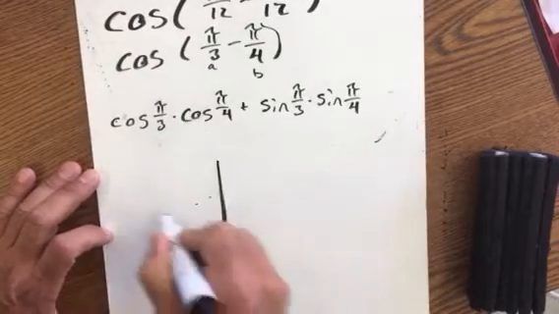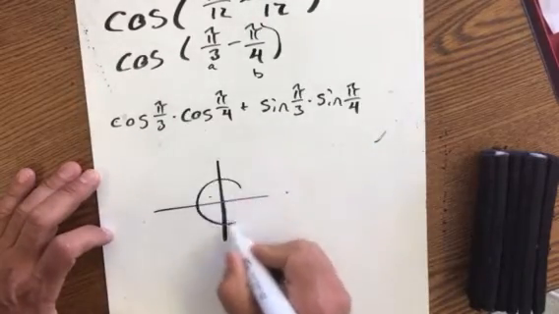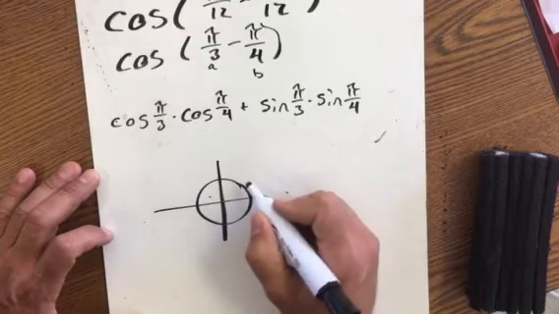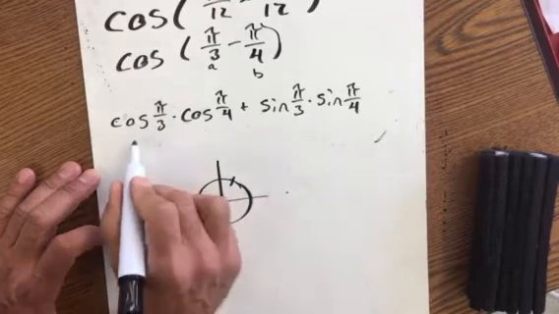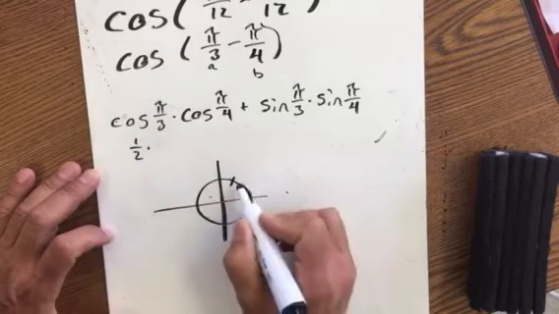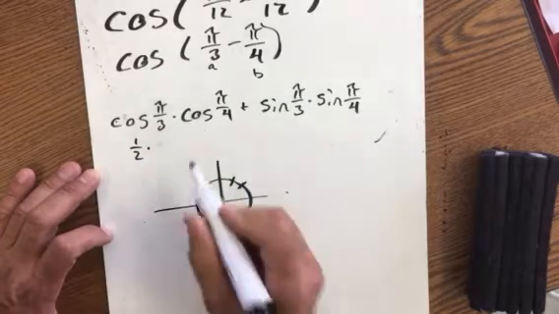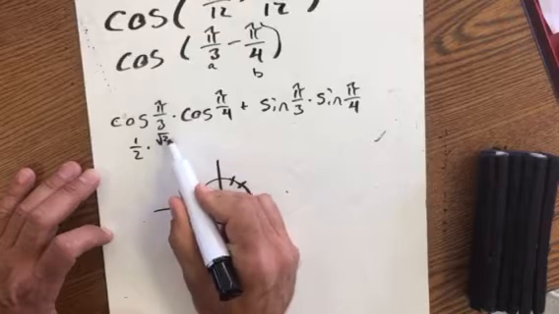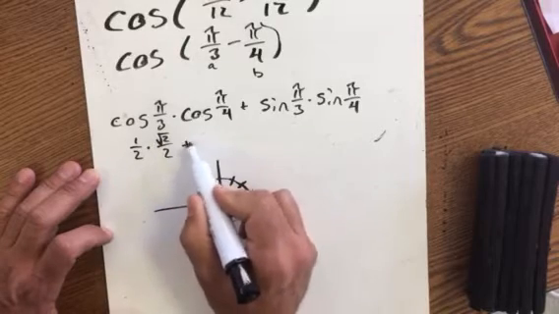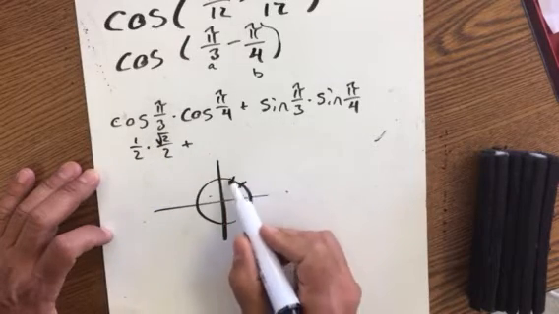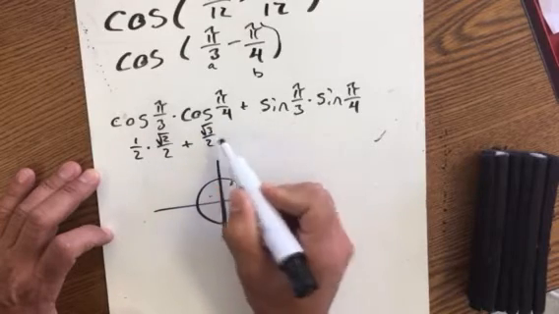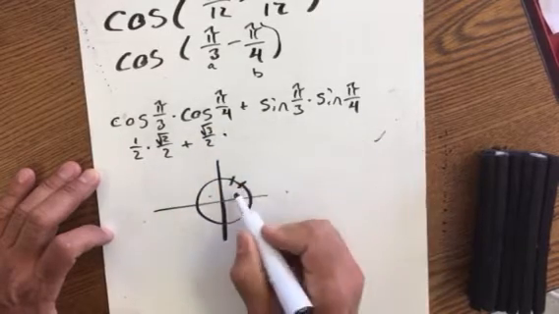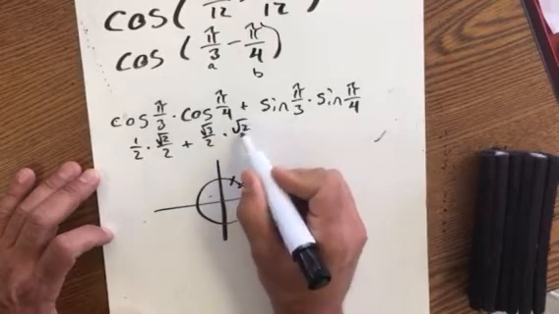So on my unit circle, I've got to remind myself, so I'm going to draw it out real fast. Pi over 3 is right here, so my cosine is 1/2. Pi over 4 is right here, so it's square root of 2 over 2. Plus sine of pi over 3 is square root of 3 over 2, times sine of pi over 4 is square root of 2 over 2.